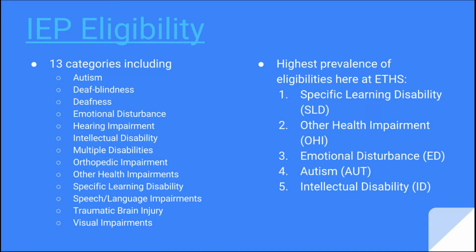Each eligibility has unique determinant factors, exclusionary criteria, and inclusionary criteria that are discussed at an initial eligibility meeting or eligibility determination conference, EDC. The 5 most prevalent categories under which students receive special education services here at ETHS are specific learning disability, or SLD, other health impairment, or OHI, emotional disturbance, or ED, autism, and intellectual disability, or ID. If you would like to learn more about the eligibility categories or the factors considered in determining a specific eligibility, please visit the ISBE website.